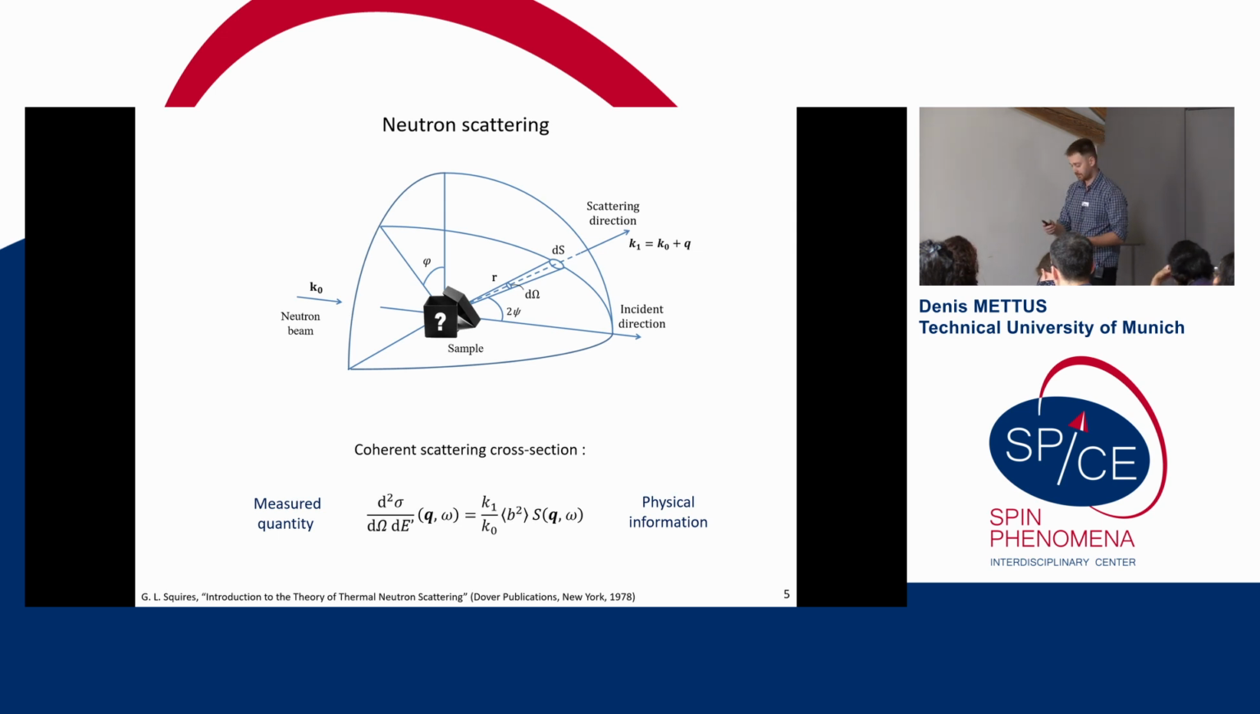But of course, there are many nuances to this. For example, this cross-section is defined as a function of the neutron momentum transfer, so the change of neutron momentum, and the change of neutron energy.